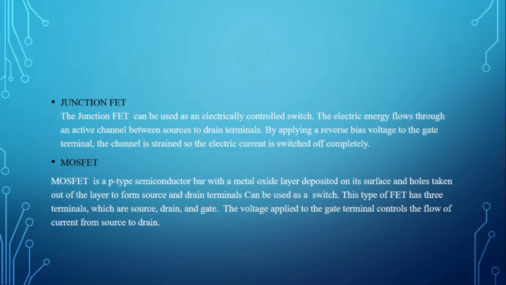off completely. MOSFET is a P-type semiconductor but with a metal oxide layer deposited on its surface and holes taken out of the layer to form source and drain terminals. It can be used as a switch. This type of FET has three terminals which are source, drain and gate. The voltage applied to the gate terminal controls the flow of current from source to drain.